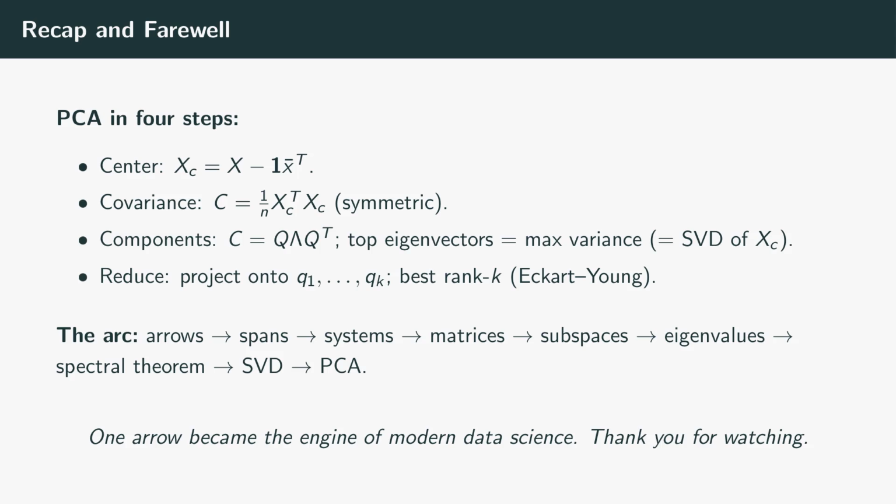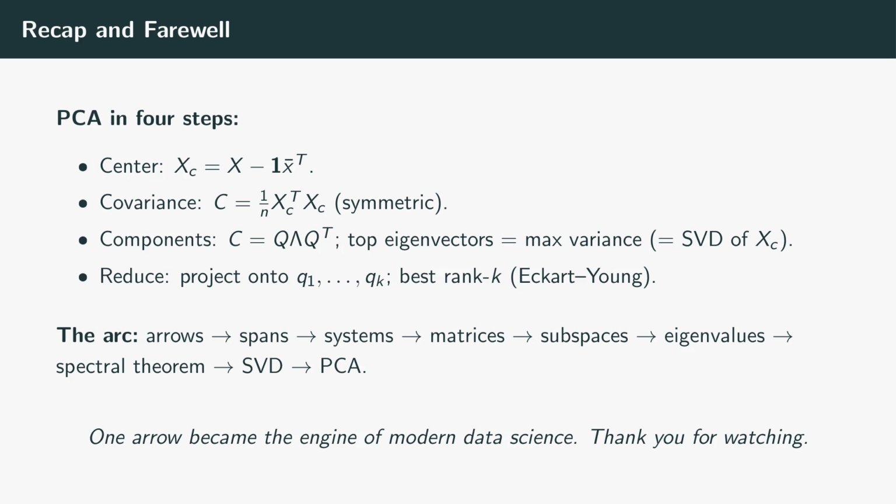Principal component analysis is 4 steps. Center the data so the mean sits at the origin. Form the covariance matrix, which is symmetric. Diagonalize it with the spectral theorem. Its top eigenvectors are the principal components, the directions of greatest variance, and this is identical to the singular value decomposition of the centered data. Then reduce by projecting onto the top few components, which, by Eckart–Young, is the best low-rank summary possible. That is PCA, and it runs eigenfaces, search, and recommendation engines.